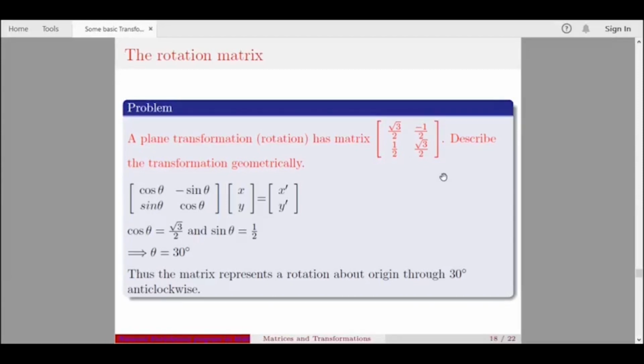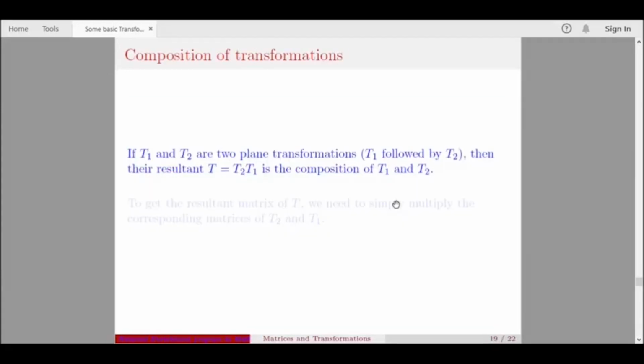Now, composition of transformation. So suppose that you have two plane transformations T1 and T2. First the transformation T1 is applied and then to the result the next transformation T2 is applied. So we have the resultant transformation T, which is defined to be T2 T1. It is a composition of T1 and T2. So first T1 is applied, then T2. So we have T equal to T2 T1.